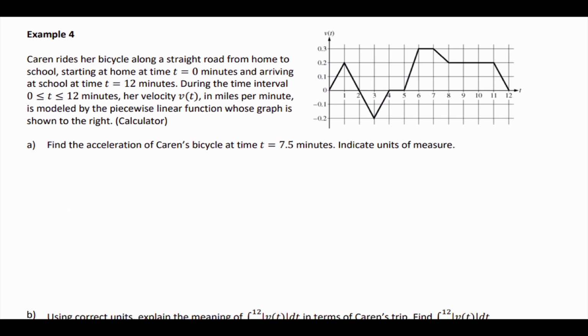Underline, highlight, circle. Keywords, buzzwords. Not everything. One thing I would definitely highlight, circle, underline is acceleration, because we don't have acceleration, we have velocity.